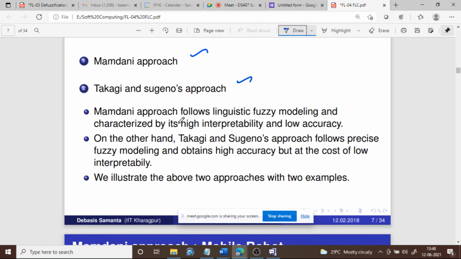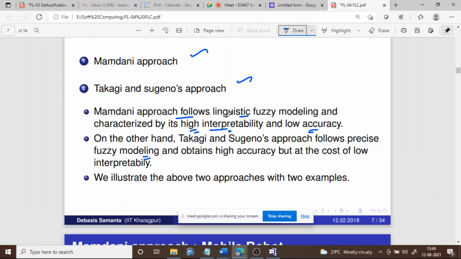The difference between these two techniques is this: the Mamdani approach follows a linguistic fuzzy model, and it has high interpretability but low accuracy. Interpretability means why it is producing that result or how it is behaving; it can be interpreted to a larger extent. But its accuracy is less. So this is how the Mamdani approach works. Whereas Takagi and Sugeno's approach follows precise fuzzy modeling.